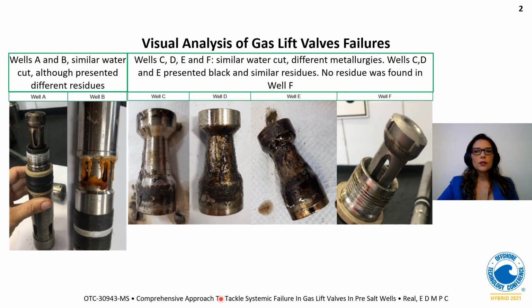Another interesting piece of information is that both wells B and D produce from the same oil field to the same production unit. However, they presented different residue. What happened in each case? Why did the well valves with similar characteristics generate different residues?